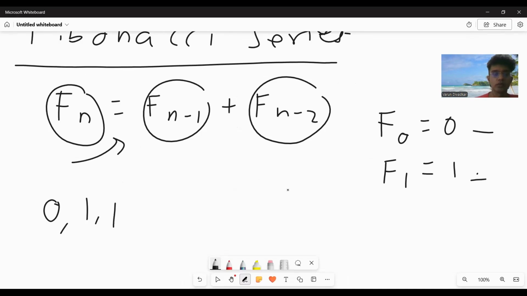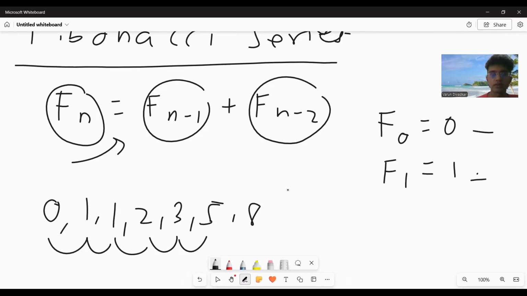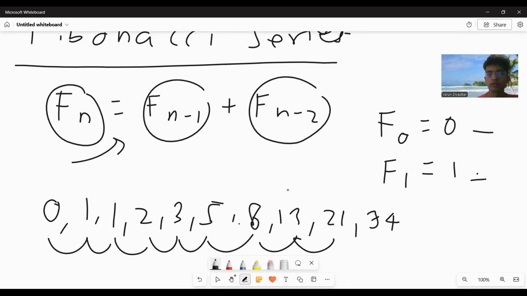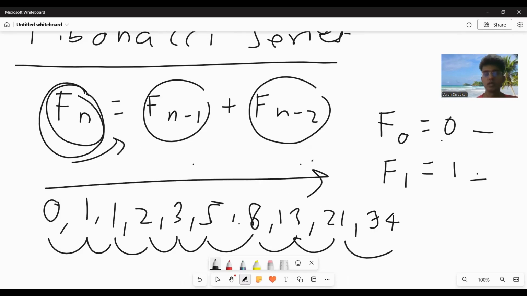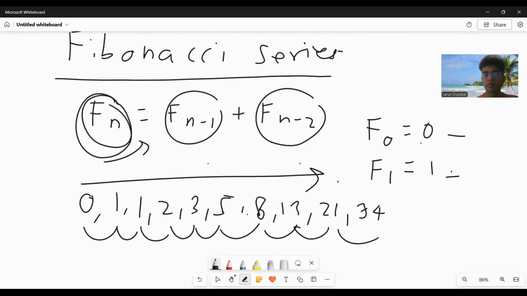So 0 plus 1 equals 1, 1 plus 1 equals 2, 1 plus 2 equals 3, 2 plus 3 equals 5, 3 plus 5 equals 8, 5 plus 8 equals 13, 13 plus 8 equals 21, 21 plus 13 equals 34, and so on and so forth. It continues. So if you specify F of 0 equals 0 and F of 1 equals 1, you can just put these values here and get the subsequent terms. Like this, the Fibonacci sequence continues. That's one example of a recurrence relation, the Fibonacci series.